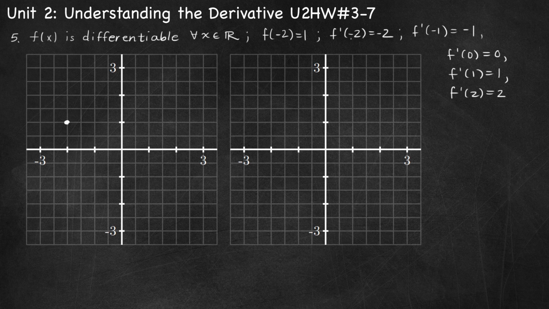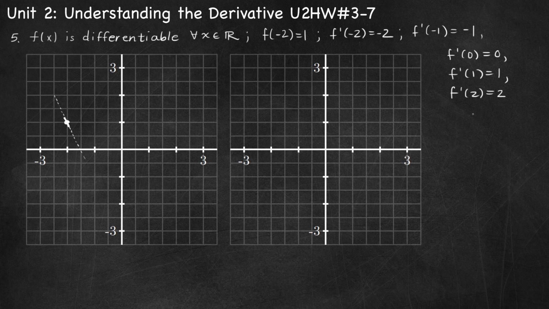And I know the derivative at -2 is equal to -2. So the slope of this curve at this point is -2. If I were to draw a tangent line at that point, passing through that point, it would have a slope of -2. So I want to make sure when I draw my curve, it looks like it has a slope of -2 right at that point. So basically, on either side of the point, it's going to be coming in like that.